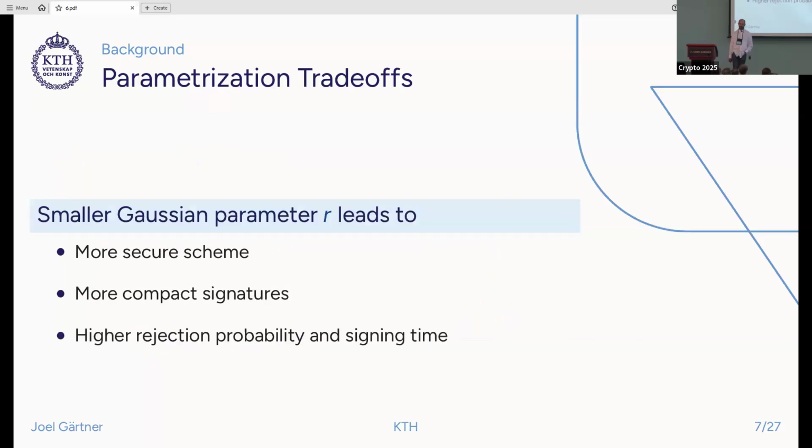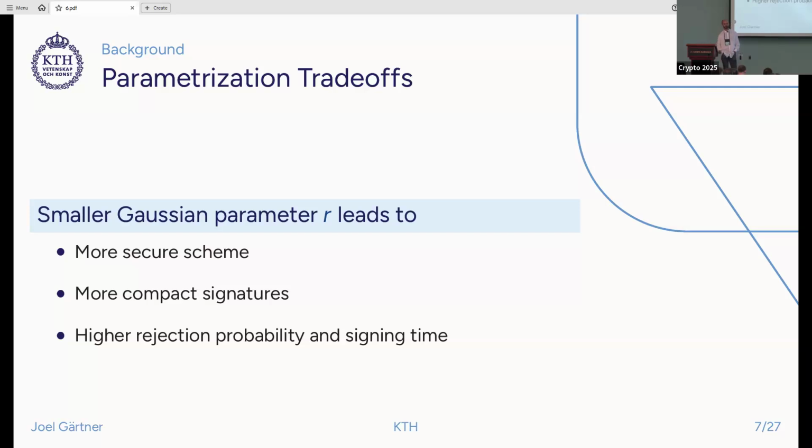And for parameterizing this type of scheme, there are some different trade-offs. We would like to use as small of a Gaussian parameter as possible, as this would lead to a shorter Z vector, which would lead to the security of the system relying upon a harder version of the SIS problem. Additionally, a shorter Z vector leads to a more compact signature, because a shorter vector can be more compactly represented.